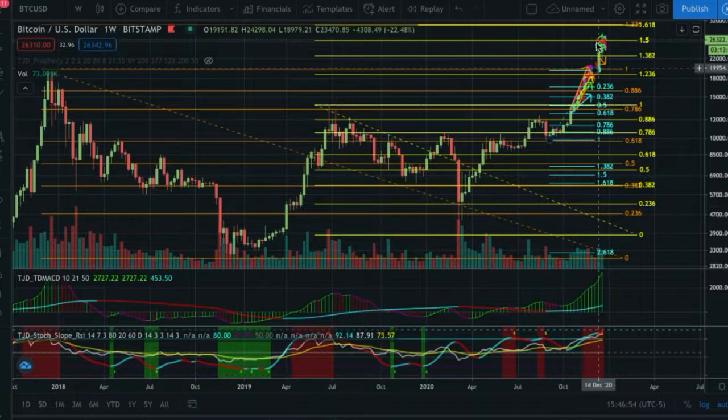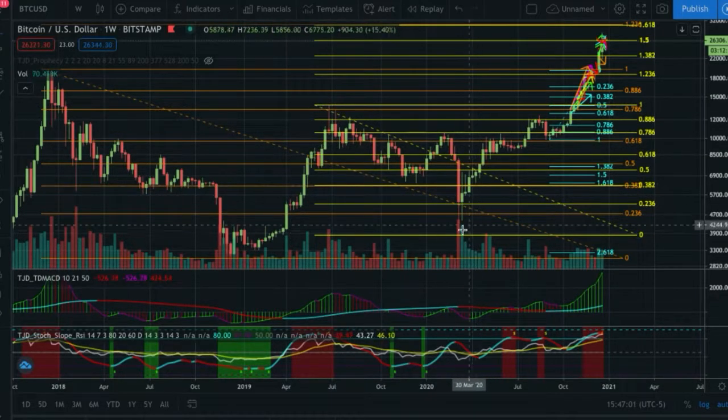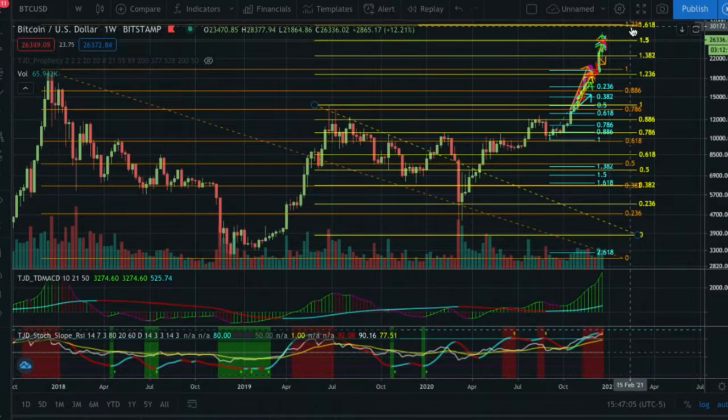So 30,400 is a 125% move basically to the upside from the previous high right here, and then from the top right here to the bottom, that is a 1.618, so a 162% basically move, which again, those are Fibonacci retracements, basically our targets into the future.